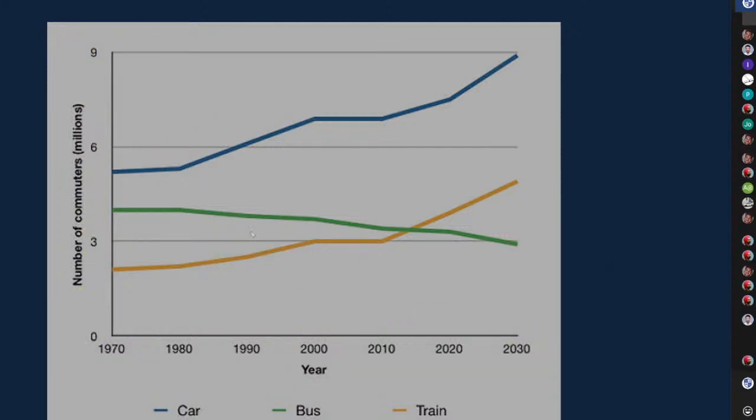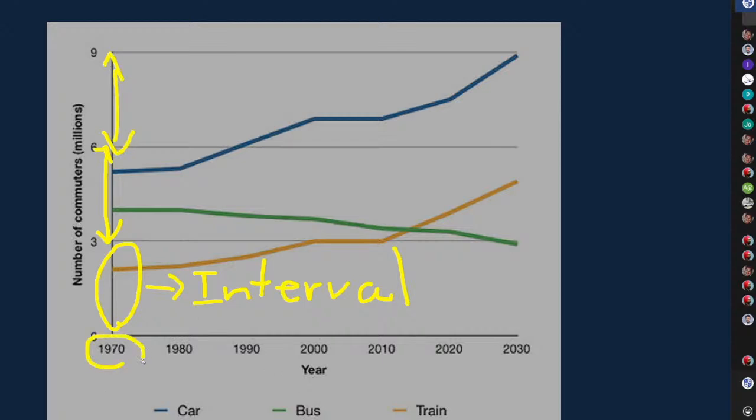So we want to notice a couple interesting points here. First of all, we've got intervals of 3 million. It's called an interval. Interval is the equal distance between these measures. So we've got intervals of 3 million. And here we have from 1970 until 2030, which is basically 60 years. So we've got 60 years of data.